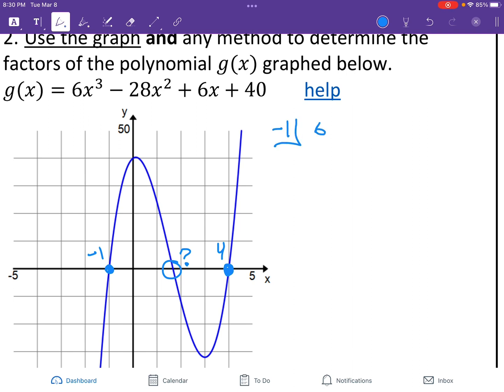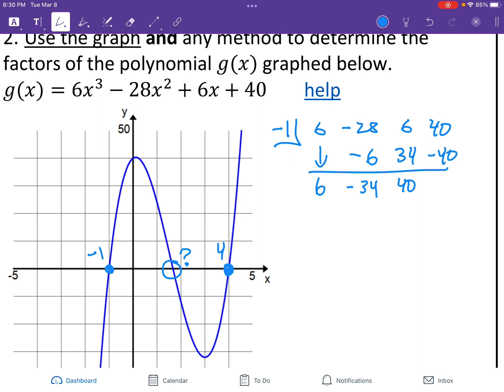So we have 6, negative 28, 6, and 40. So we drop the first number, which is 6, times negative 1, which is negative 6. Negative 28 and negative 6 give us negative 34. Times negative 1 is positive 34. Plus 6 is 40. Times negative 1 is negative 40, which gives us 0. Okay, so that's the first step.